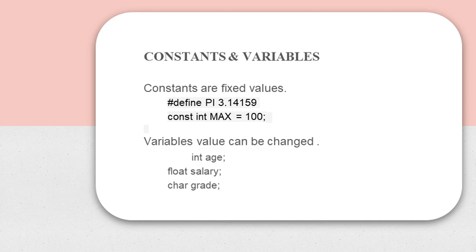Variables are named storage locations in memory that can hold data and their values can be changed during the execution of a program. They must be declared with a specific data type, for example int, float, char, before being used, which defines the type of data they can store and the amount of memory they occupy.